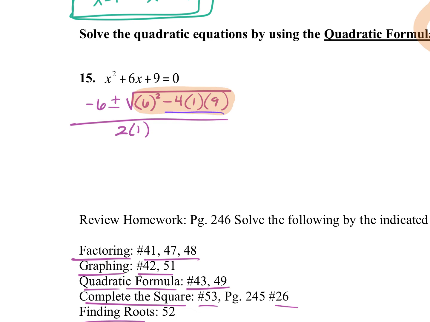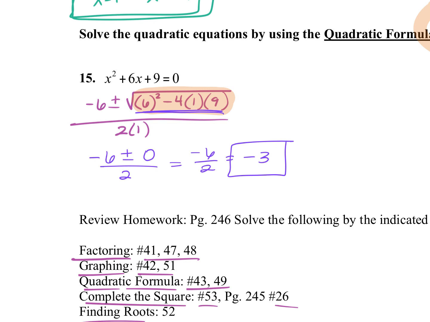What do you get when you plug this into your calculator? 0. What's the square root of 0? 0, right? So this is negative 6 plus or minus 0 divided by 2. Well, negative 6 plus 0 and negative 6 minus 0 is just negative 6. So how many answers are we getting here? Just one, right? Negative 6 plus 0 is a negative 6 divided by 2, which is a negative 3. So that's your only x value on this one. Typically, you'll get 2. The only time you won't is when this equals 0. Okay? Okay, so look at the next one.